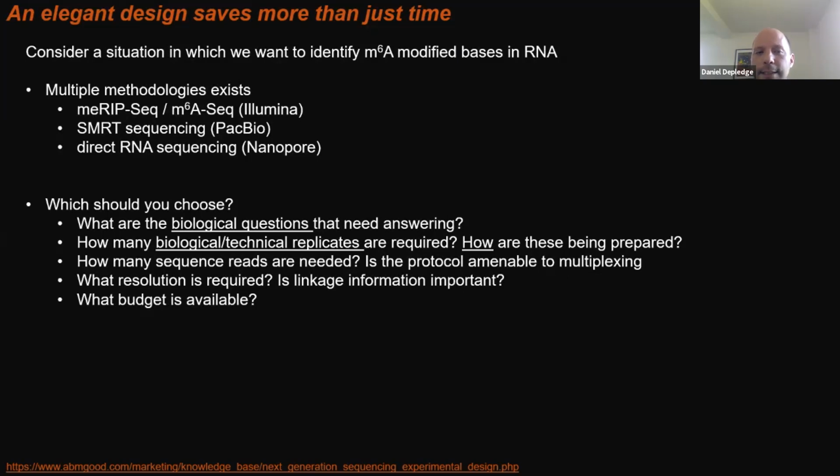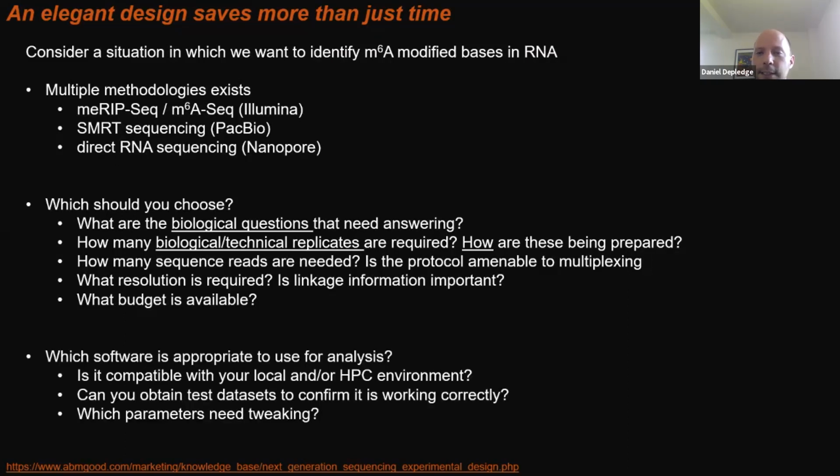And this then also links to things like, what resolution do you want? Do you just need to know the region within, say, 20, 30 nucleotides where a modification may be, or do you want to know the precise base? How important is linkage information? If you have two modifications that are 1,000 nucleotides apart, you wouldn't be able to tell whether they exist on the same piece of RNA with the Illumina methodology because it's short read. But potentially with something like the Nanopore or PacBio system, you might be able to capture that. And then, of course, probably the most important one is budget. So you always need to plan for that.